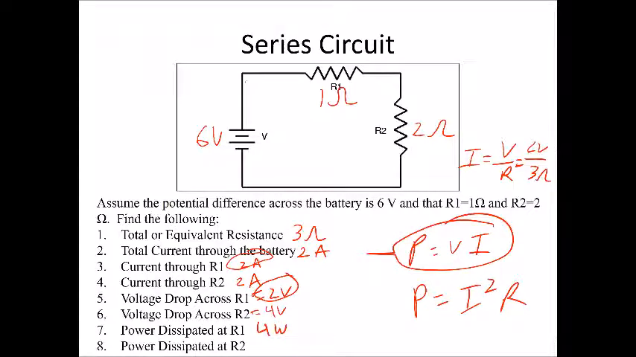At resistor number 2, P equals VI. So at resistor 2, the voltage is 4 volts. The current is 2 amps. So 4 volts times 2 amps gives us 8 watts. All right, that's a basic series circuit.